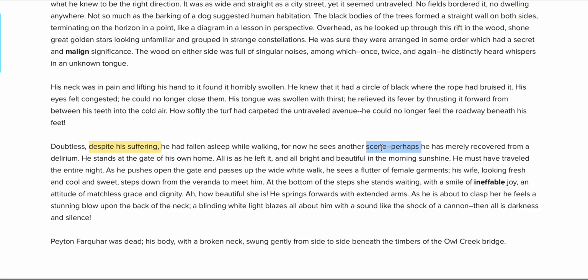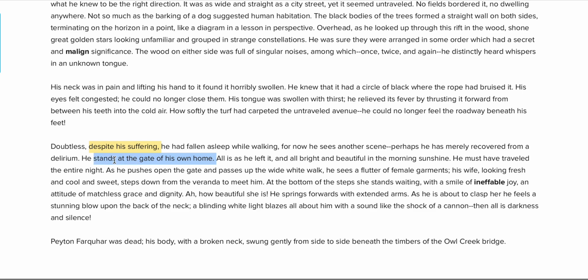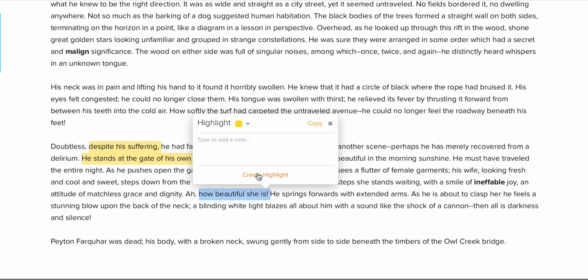Perhaps he has merely recovered from the illusion that he had, and he stands at the gate of his own home. This sentence is very important. He stands at the gate of his own home. And we know that he is home, and that his wife had opened the door, and then see how beautiful she is, and so on.